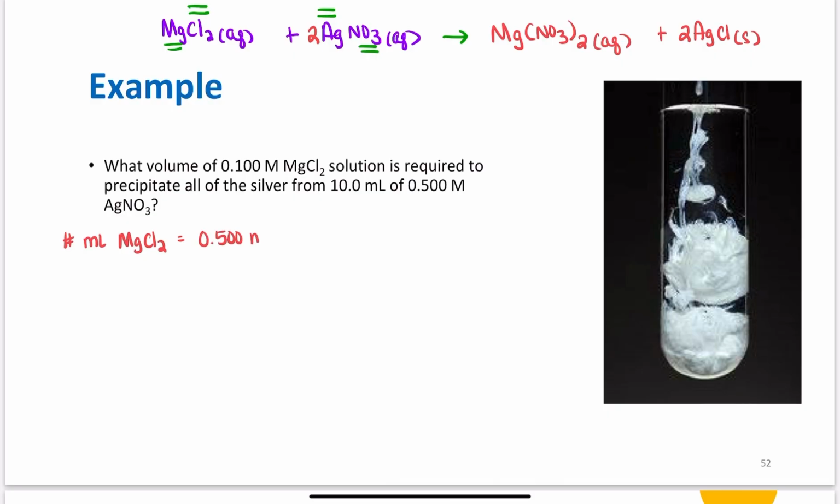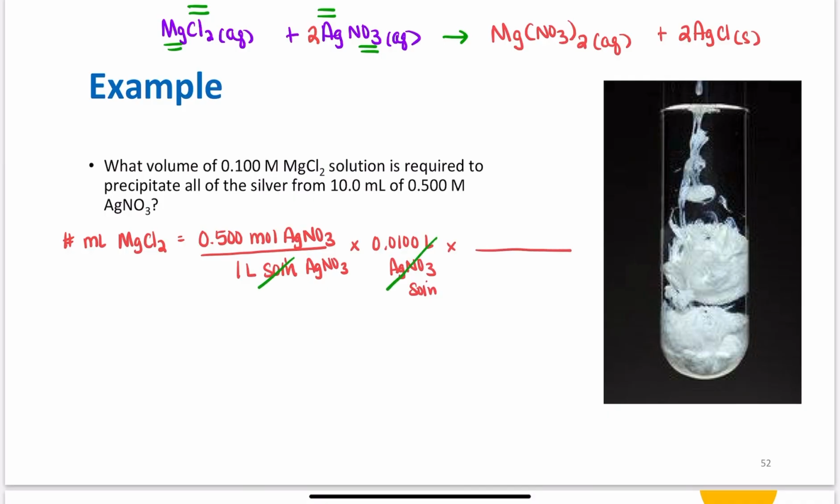I'm starting off with my 0.500 moles of silver nitrate for every 1 liter of solution. I don't have an entire liter of silver nitrate though. I only have 10 mils, which is the same as 0.0100 liters of my silver nitrate solution. So again, that takes into account how much you actually have based on the volume of the solution you actually have. This cancels out my liters of solution, giving me moles of silver nitrate.